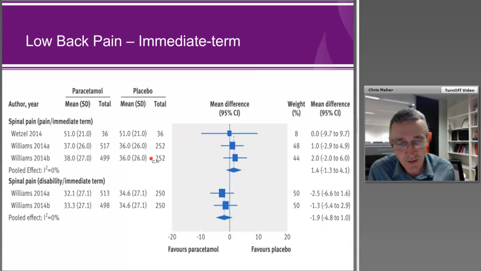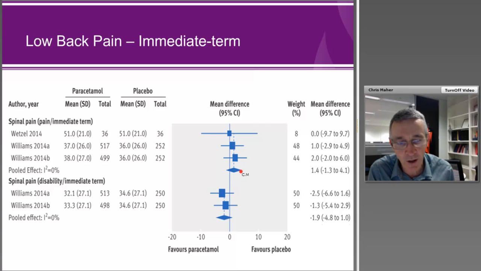So what did we find? Well, this is a forest plot which is giving you the results for the low back pain trials. And so there's one trial by Wetzel. There's the PACE trial. The main author was Williams. And because it's a 3-arm trial, it can go into the systematic review twice. One arm is for time contingent paracetamol, and the other arm is for PRN. And we've got the results in the immediate term for pain and for disability. 0 is where there's no difference between paracetamol and placebo. These are the effects for individual studies and the 95% confidence intervals, and the diamond is the pooled estimate.